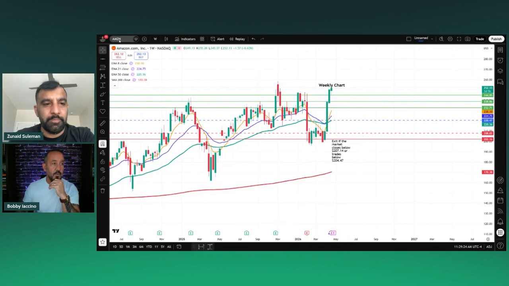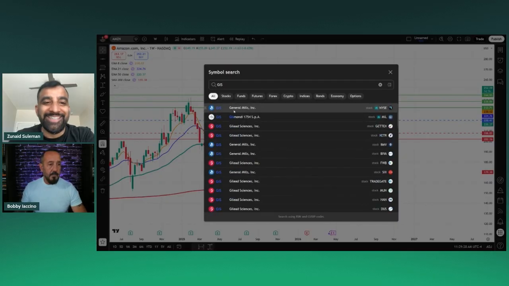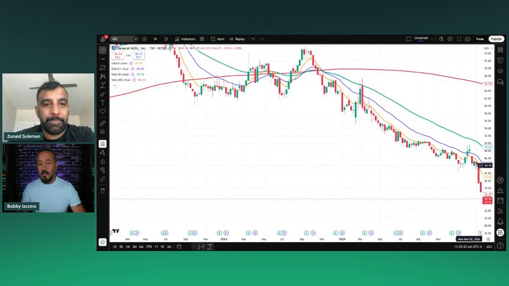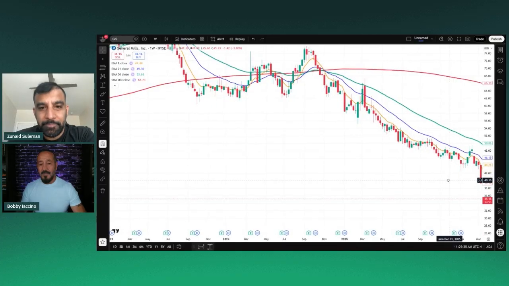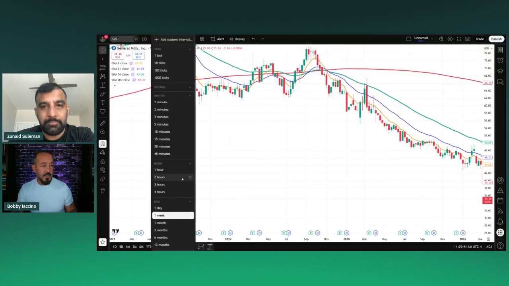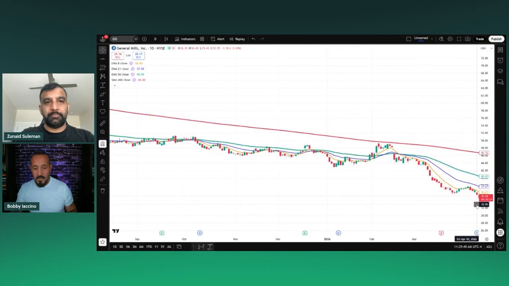There was also another one, if I could take 2 seconds. General Mills had a possible double bottom here. This is why we don't front run these. So that's a week, I want to put it on a daily. Right here, this was Friday. So here's bottom and bottom. This was Friday the 10th.